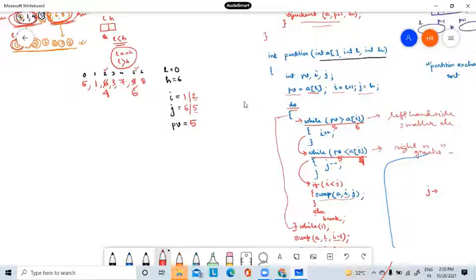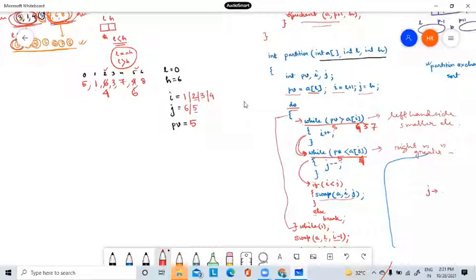Correct. So again pivot is 5. What is in A of I? A of I is A of 2. Sorry, A of 2 is 4. 5 greater than 4, satisfying, I plus plus. I becomes 3. What is in 3? The element is 3. 5 greater than 3, I plus plus. What is in the fourth position? 7. This one is not satisfying. It will come out from the loop.